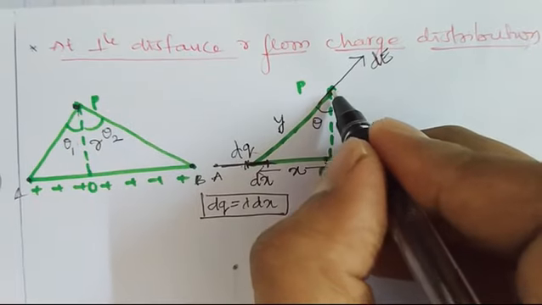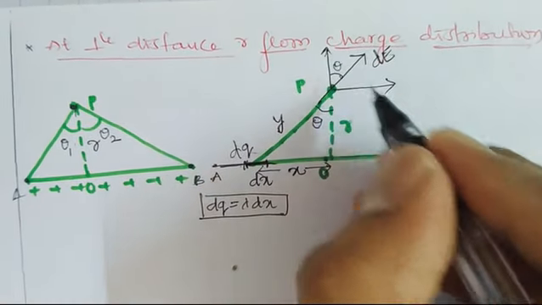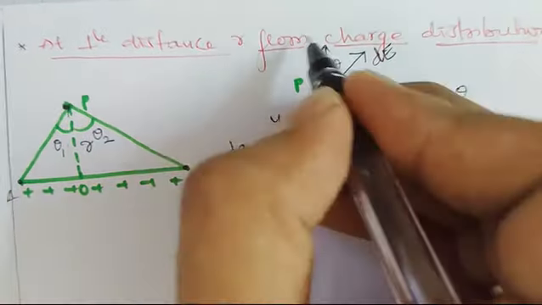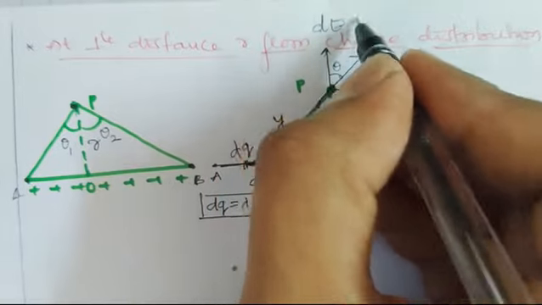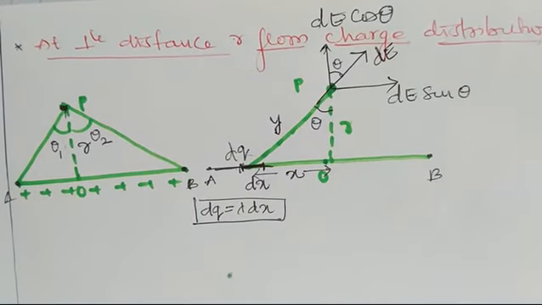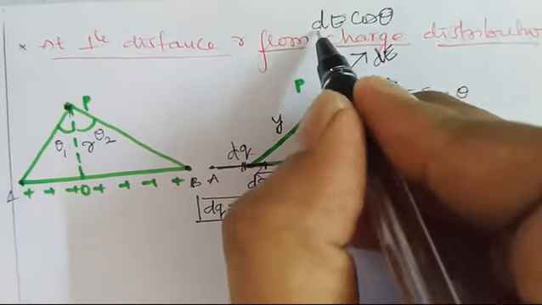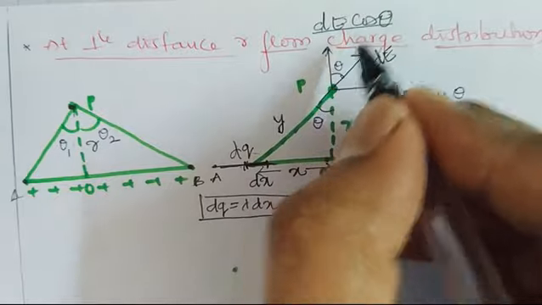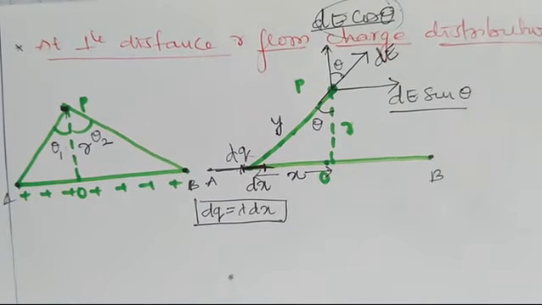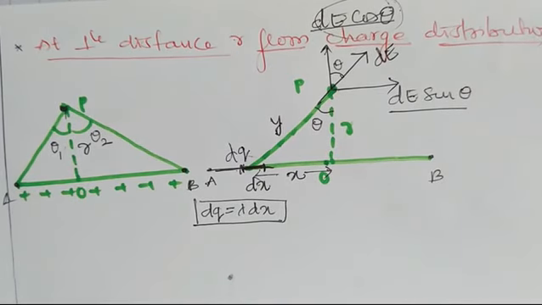So now it will have two components. This will also be theta. So this is dE sine theta, and this is dE cos theta. That means this electric field has two components, one along the horizontal direction, that is dE sine theta, and another along the y-axis, dE cos theta. Now you have to find dE cos theta and dE sine theta.